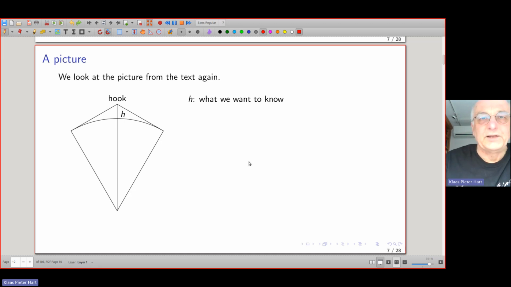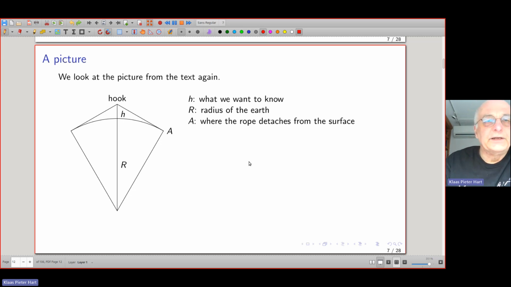First rule of mathematics, if at all possible, draw a picture. And we gave all the unknown and known things a name: h, the height that we want to calculate, and the radius of the Earth, we know that. What we don't know is where the rope detaches from the surface. It will become a tangent line to the circle, so the angle here will be a right angle.